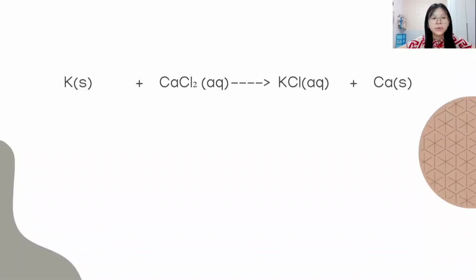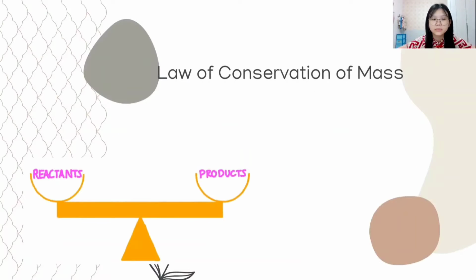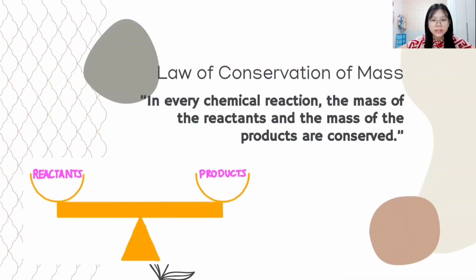Number 3, we read this equation as potassium in powdered form when reacts with calcium chloride in diluted form yields potassium chloride in diluted form and calcium in the powdered form. The next slide is the law of conservation of mass. In every chemical reaction, the mass of the reactants and the mass of the products are conserved.